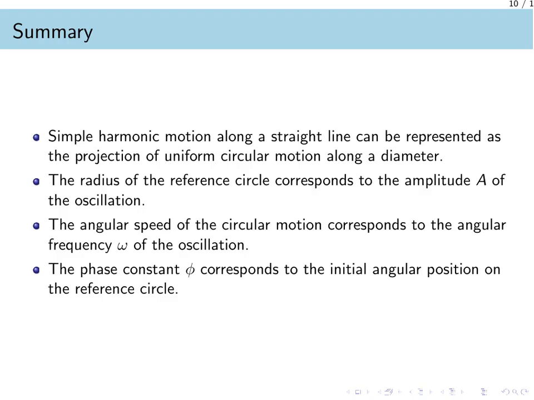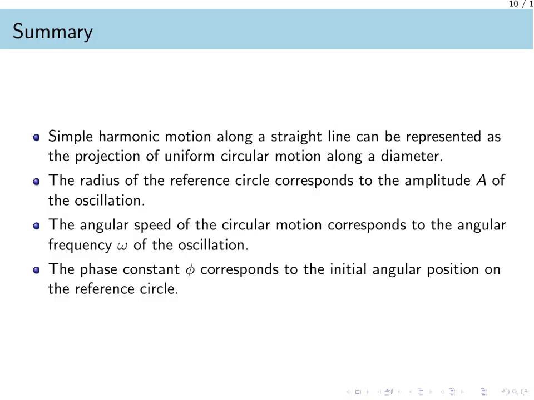In summary, we have seen that simple harmonic motion along a straight line is mathematically equivalent to the projection of uniform circular motion along the diameter of a reference circle. Key parameters in one system translate directly to the other. The radius of the reference circle represents the amplitude of the oscillation. The constant angular speed of the rotating particle corresponds to the angular frequency of the oscillating shadow.